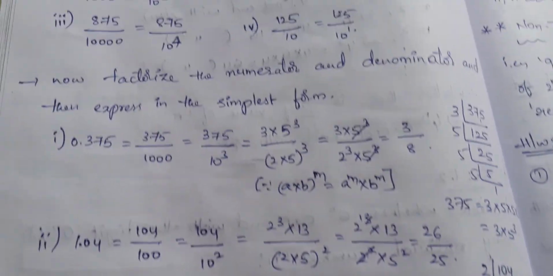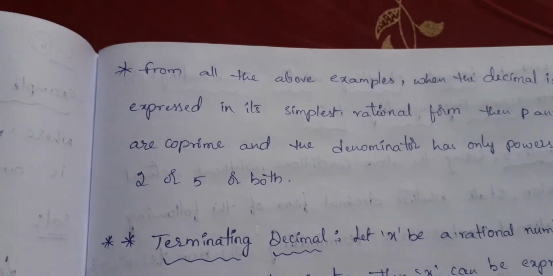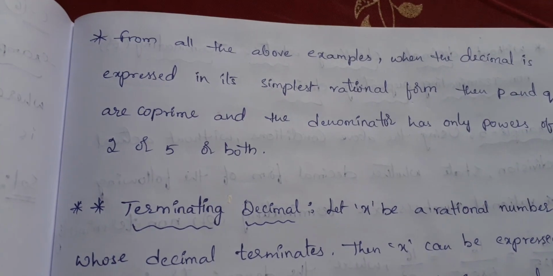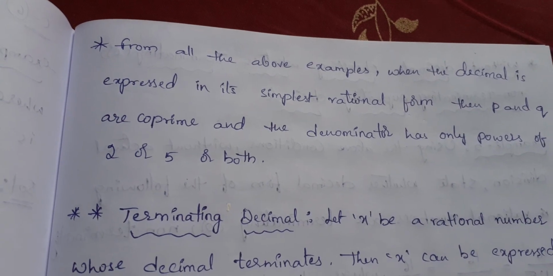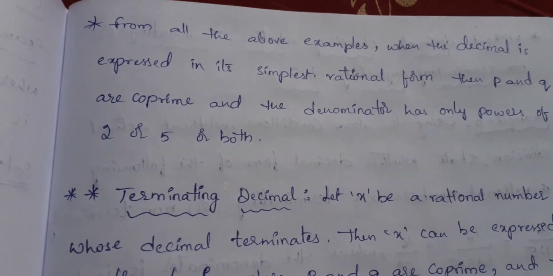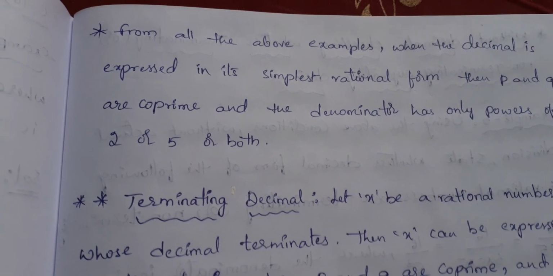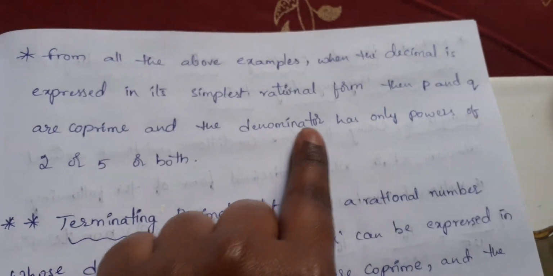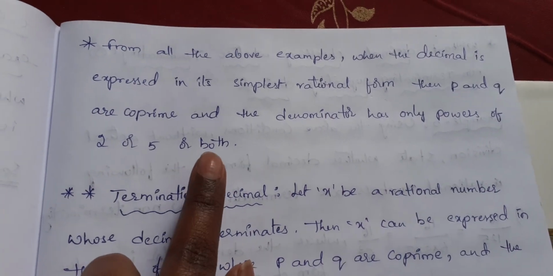This whole concept will be explained by one condition here. See the condition I am giving. From all the above examples, when the decimal is expressed in its simplest rational form, then p and q are coprime, and the denominator has only powers of 2 or 5 or both. See, this condition is very important.